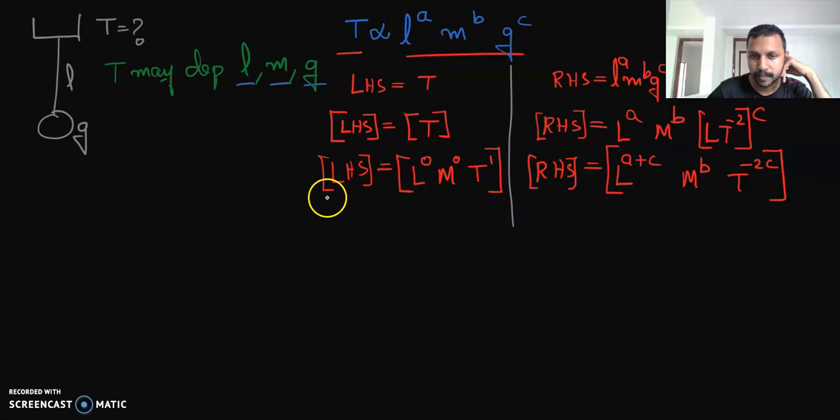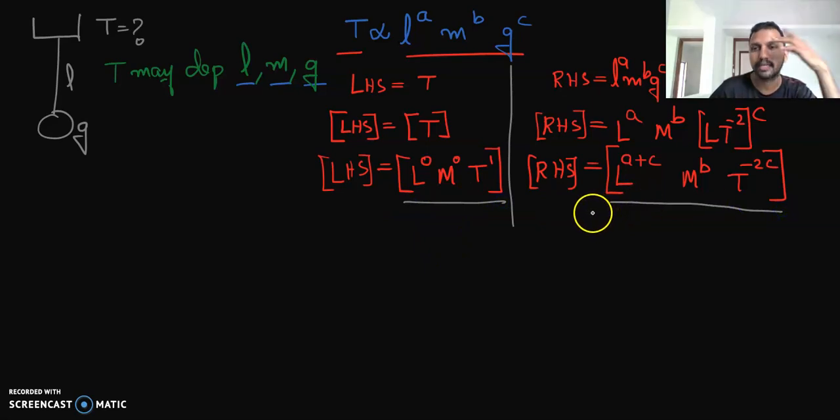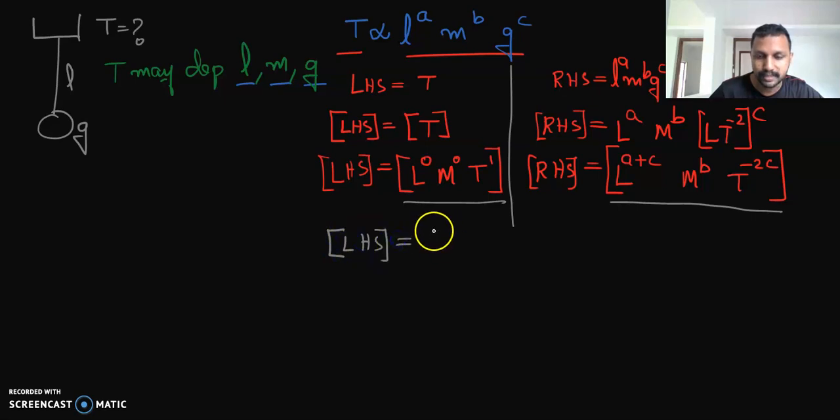Now we know the dimensional formula of LHS is like this, and the dimensional formula of RHS is like this. We have learned in the last class that for an equation to be correct, the dimensional formula of LHS should be equal to the dimensional formula of RHS. Therefore, since this is also an equation, for it to be correct, the dimensional formula of LHS should be exactly equal to the dimensional formula of RHS. Is that clear? Then let's substitute.